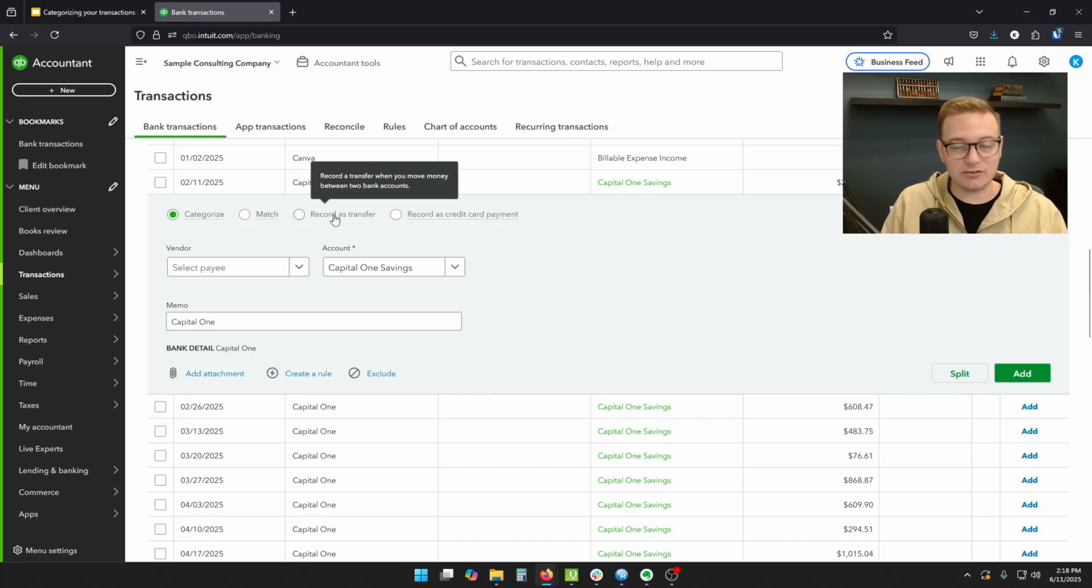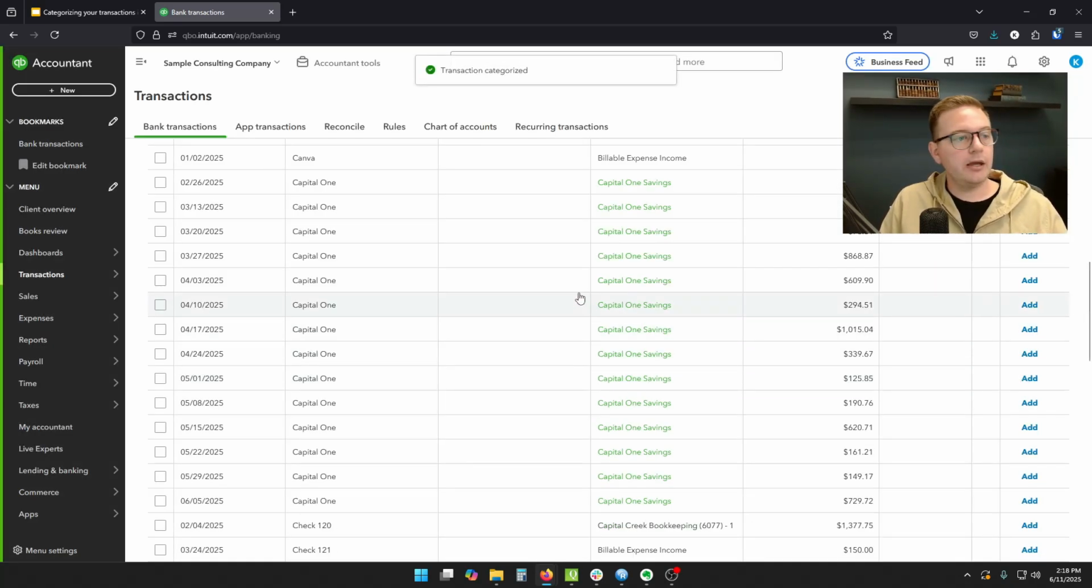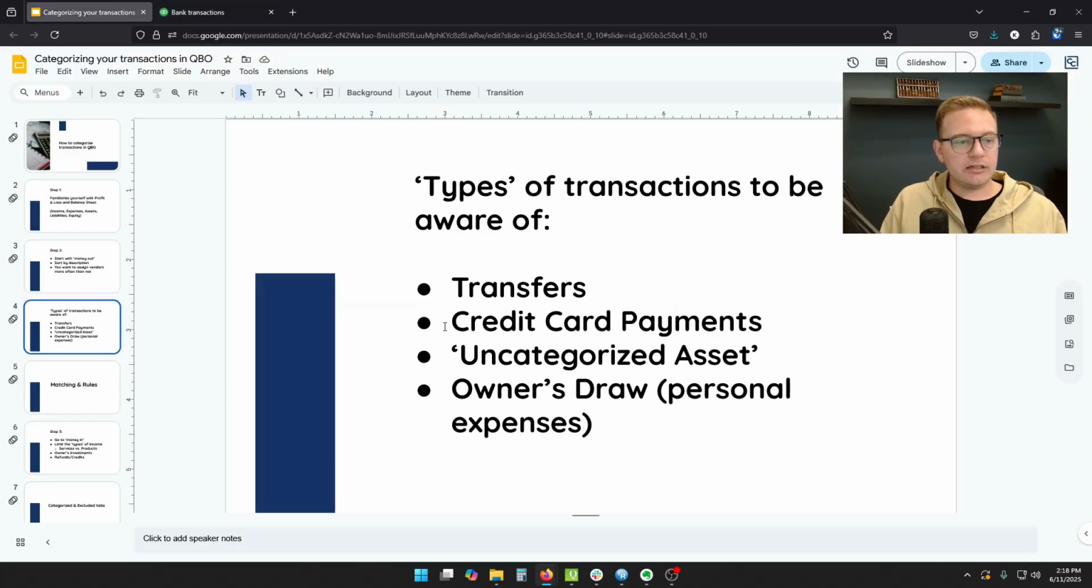The transfer feature is kind of a little weird. It's limiting on what you can do. So generally I would just do a categorize and just assign it to that savings account. So I'll do savings. The other one is credit card payments.